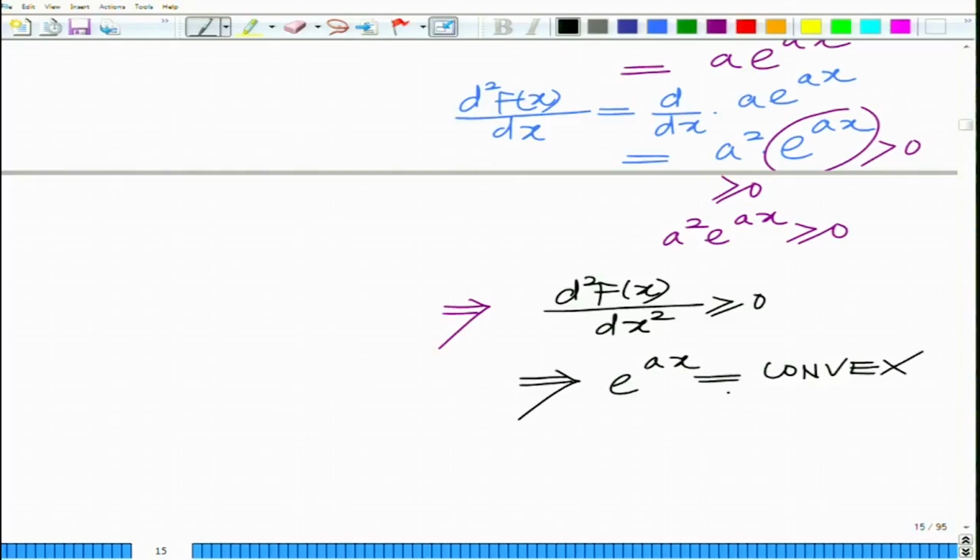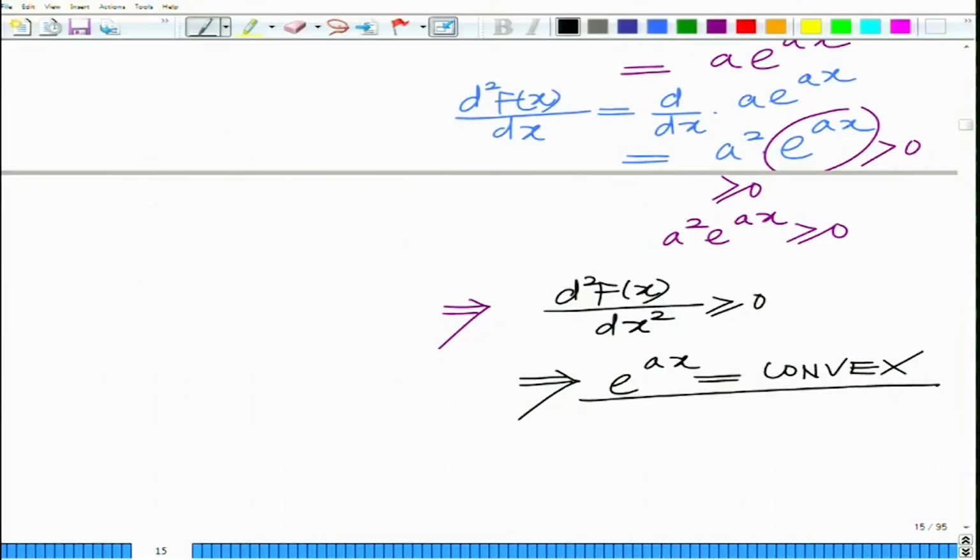It is always convex irrespective of a. If a is negative it is a decreasing exponential, if it is positive it is an increasing exponential, and both are convex. So, e raised to ax is always convex, and the derivative test, that is the second order derivative, also confirms that.